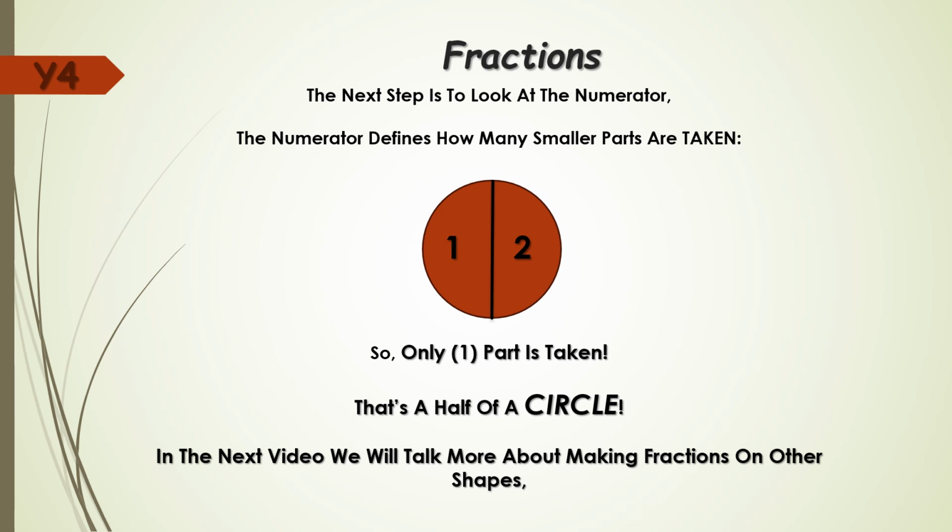So, what does the numerator do? It defines how many of the smaller parts that have just been divided by the denominator will be taken from the circle. The circle now is divided into 2 parts. We'll take one of the parts. Okay, the numerator is 1, so we will take only one part of the circle. That's called a half of the circle, when we divide it into 2 parts and take one of the parts.